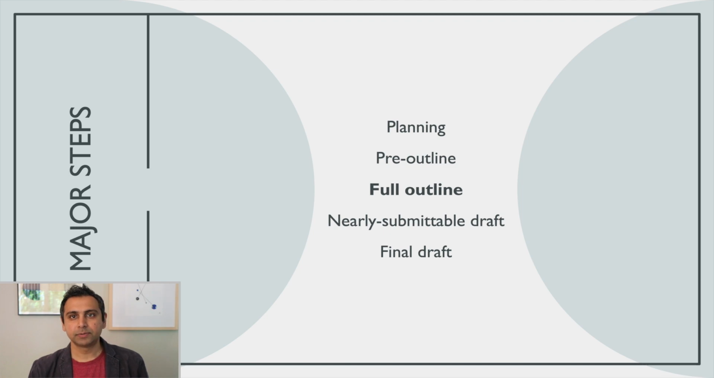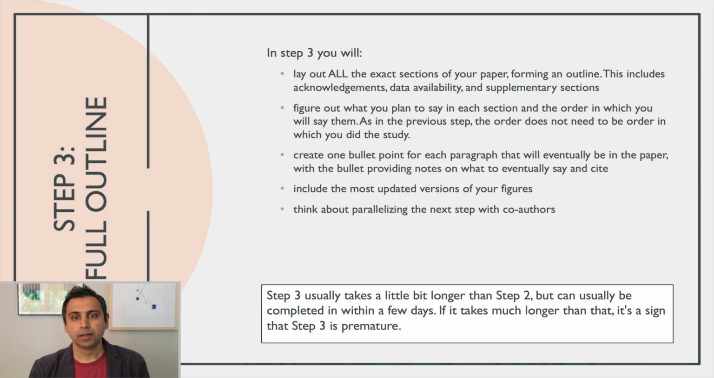So after completing step 2, we'll move to step 3, which is the full outline of the paper. And this is really where your paper's text is going to start to take shape. So in step 3, you're going to lay out all the sections of your paper to form an outline. And then we're going to plan what we're going to say in every section and the order in which we'll say them. We're not going to have the actual text yet, but we're going to just plan what we're going to say. And we'll create one bullet point for every paragraph that will eventually be in the paper.